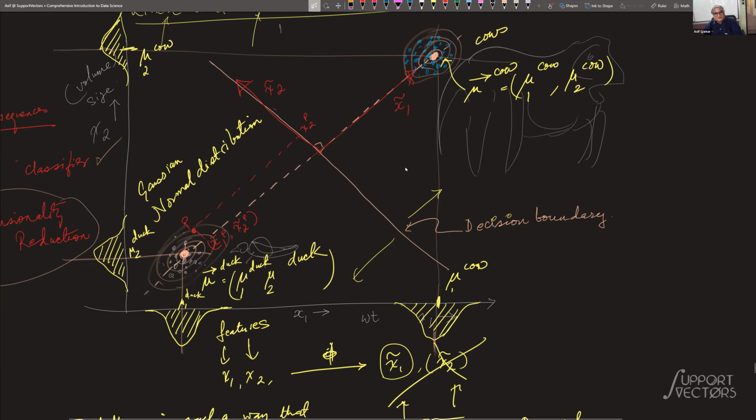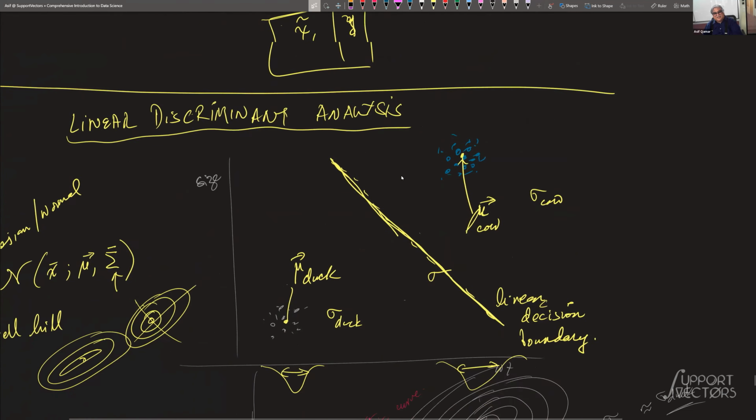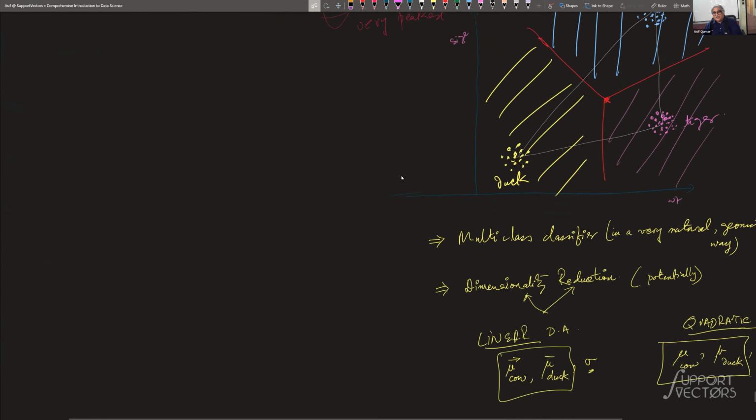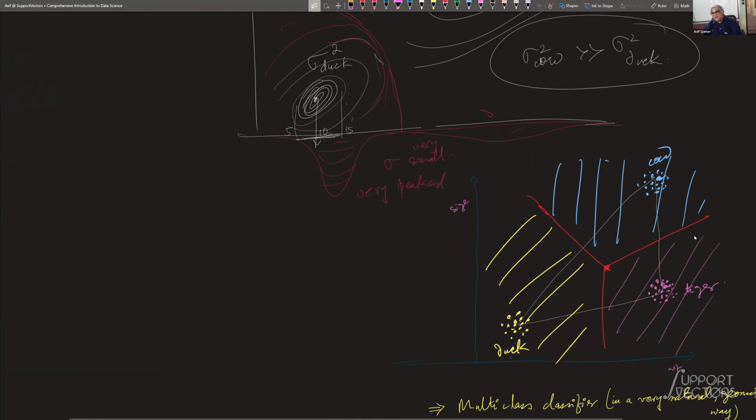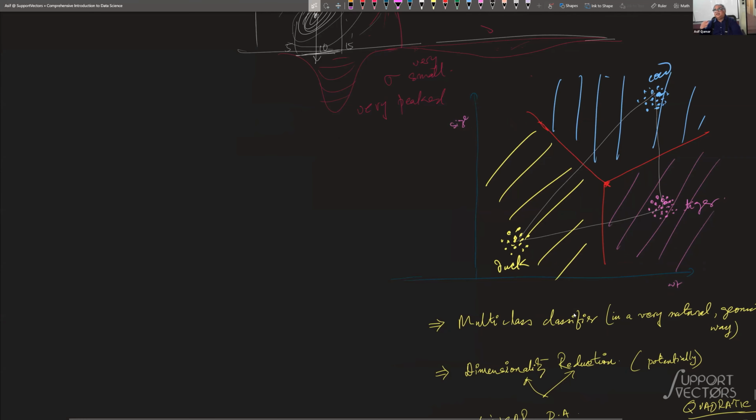So anyway, that was all about discriminant analysis and its review, right? One advantage of discriminant analysis is that it very naturally extends to multi-class classification. Suppose you have ducks and cows and tigers. You connect the centers of gravity of the three things, you get a triangle. The perpendicular bisectors of each of the sides of the triangle will still meet at a point, and it will divide the feature space into three regions very naturally. And so discriminant analysis very naturally extends to multi-class classification.